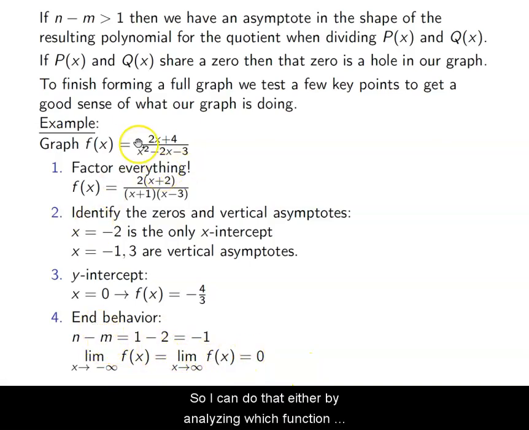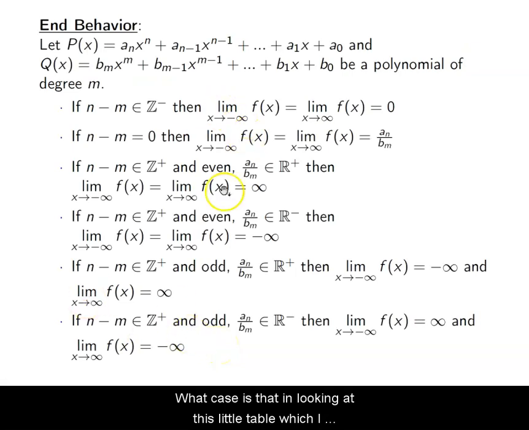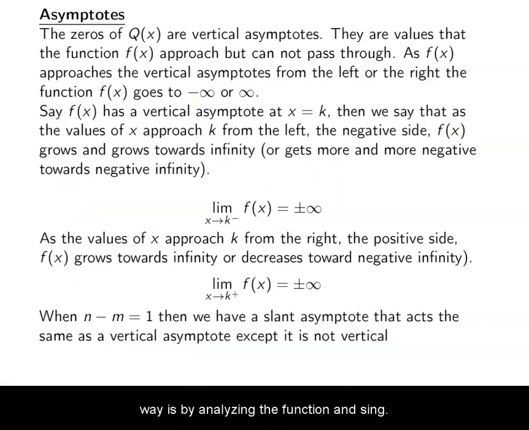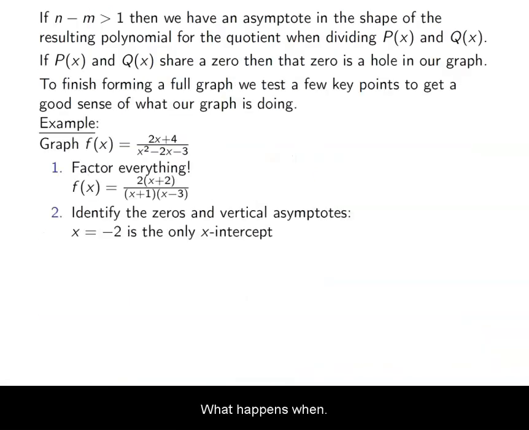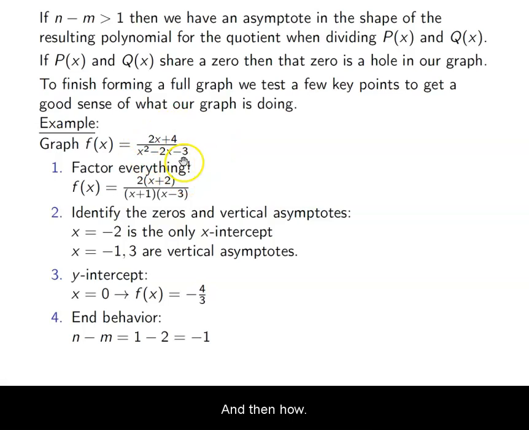I can do that either by analyzing which function dominates and just looking at the function overall, or by looking at it as a case-by-case thing. n minus m is -1, and then going, okay, what case is that? Looking at this little table, which, look at this thing, it's crazy. Well, n minus m is a negative integer, so that's case 1, and the result is -infinity, infinity, 0. That's what I would get out. Obviously an easier way is by analyzing the function and seeing what happens when we plug in large values. Which function dominates, numerator or denominator, and then how.